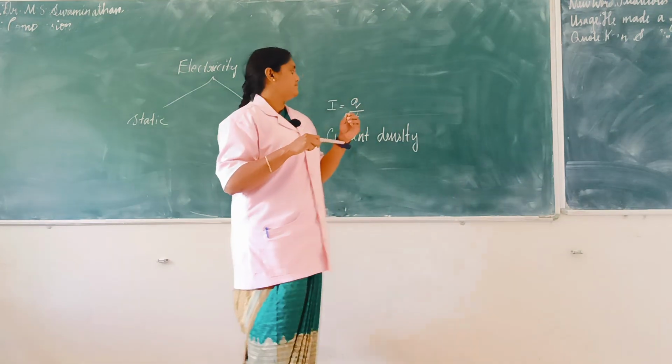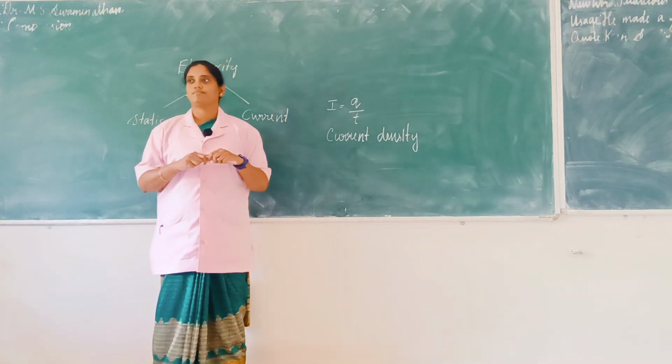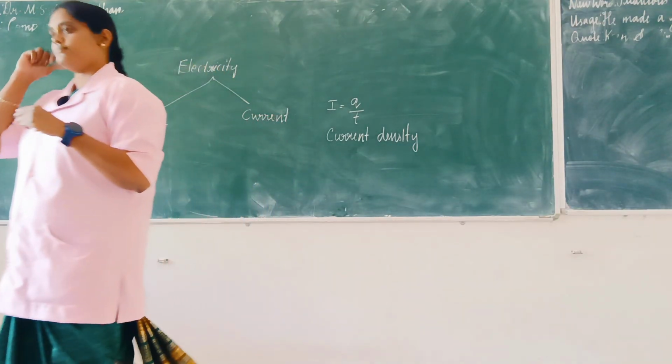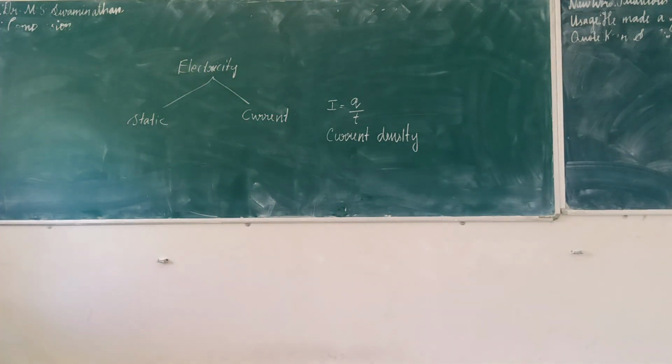Okay, now the current density. We can consider two wires of the same length but different cross-sectional areas. Same material, same length, but different cross-sectional area, based on the resistance. According to this formula, Q by T, they will have the same current flowing through them.